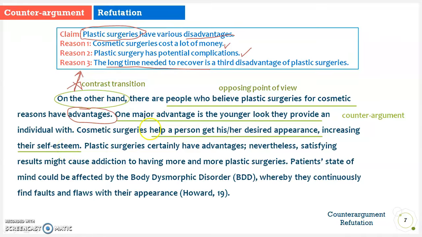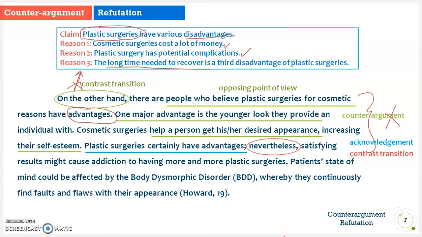Now I'm moving to the refutation. I want to prove all of these ideas in the counter-argument irrelevant. First, I give an acknowledgement, that is, respecting the other opinion. It's true that they have certain logic or truth in what they said. Nevertheless, a contrast transition here because I want to respond to them and prove them wrong. Then I give my argument again, which is the refutation. Nevertheless, satisfying results might cause addiction.